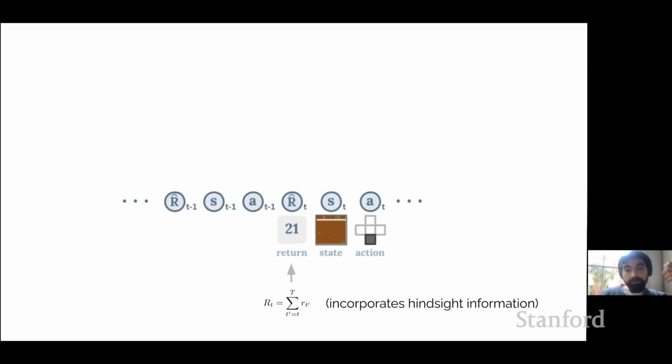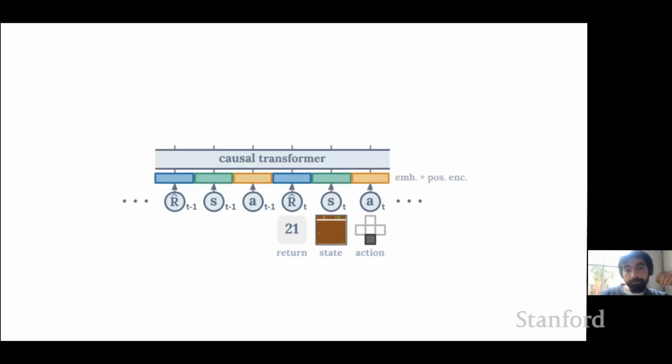The choice that we've explored in the work is actually sequences of returns, followed by states, followed by actions. So these triples are just repeated across different time steps. And by returns here, I mean the sum of all the future rewards. So what this in essence can do is incorporate some hindsight information you have about the outcomes of this episode earlier on into the sequence, which ends up being very useful, as we'll see.